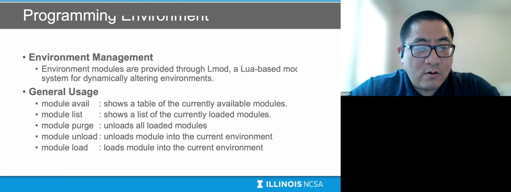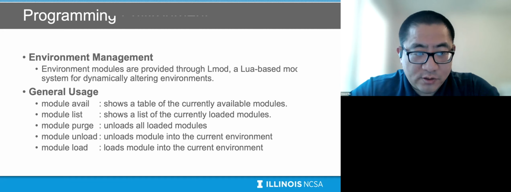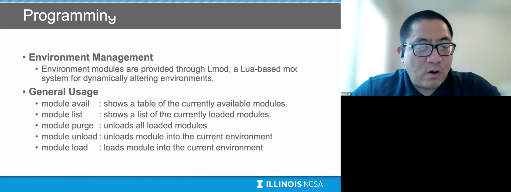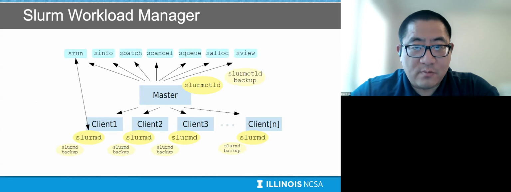The module avail will show a table of the currently available modules. The module list will show a list of currently loaded modules. The module purge will unload all loaded modules, and the module unload will unload a single module from the current environment. And of course, the module load will load a module into the current environment.